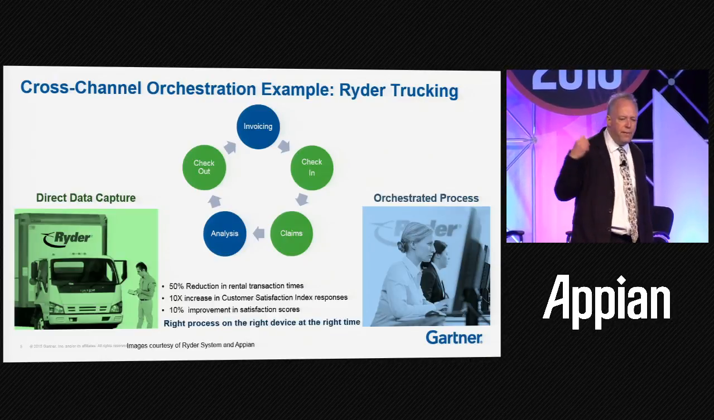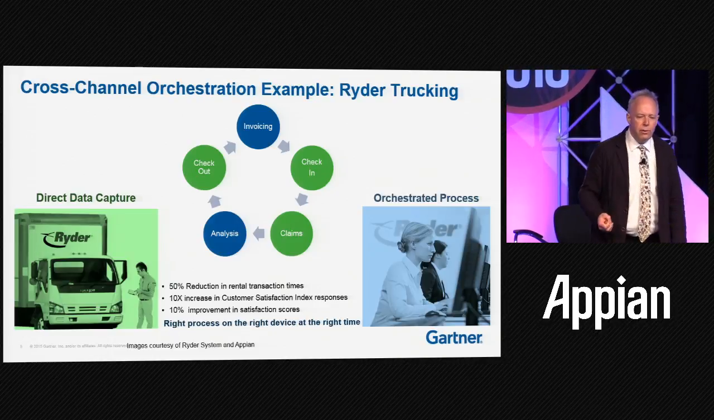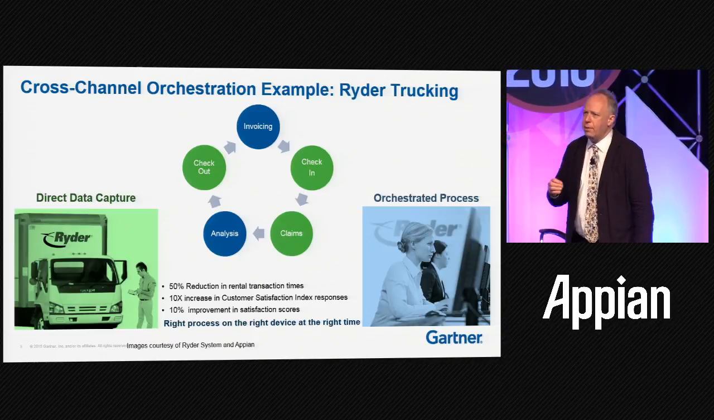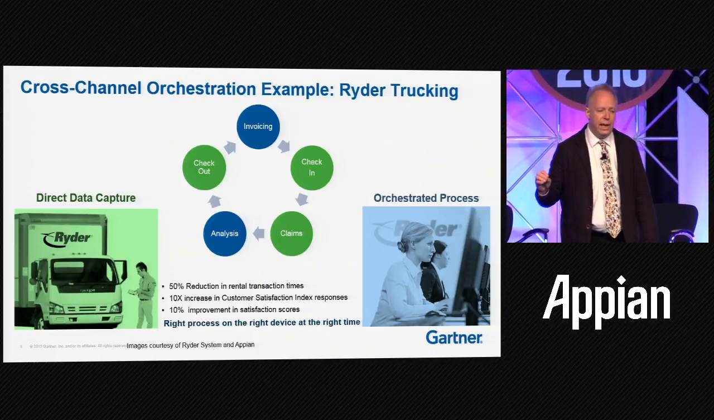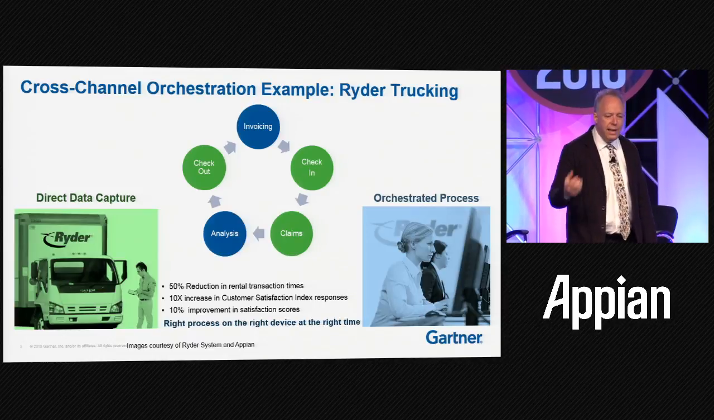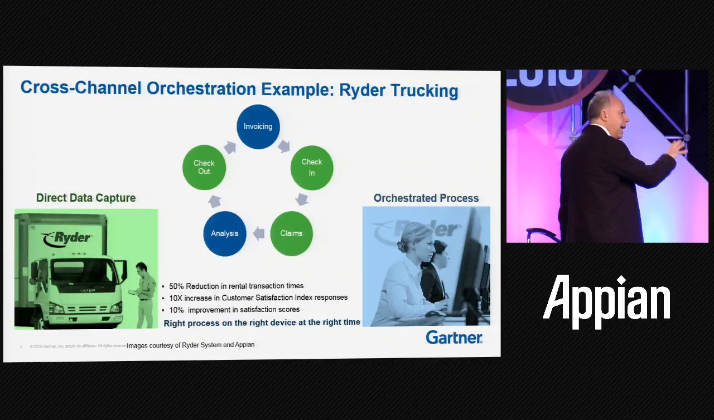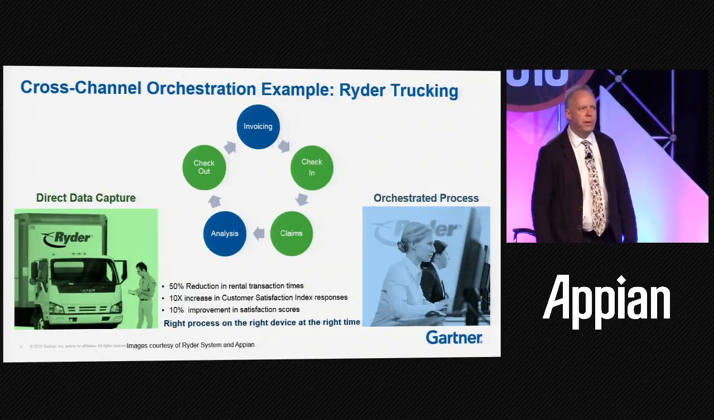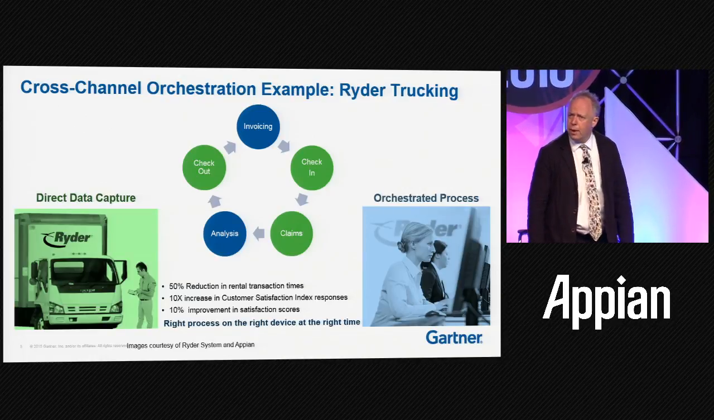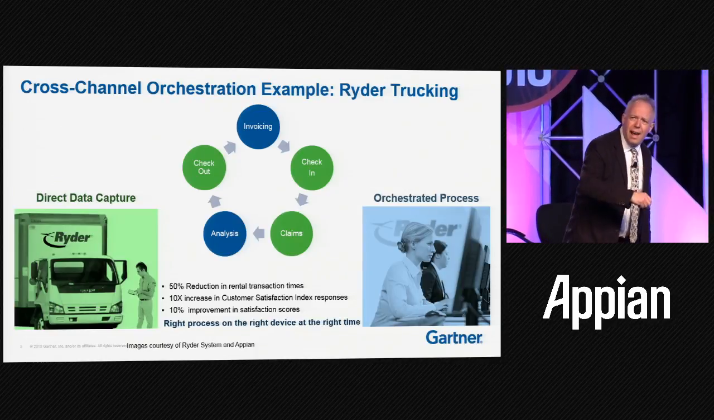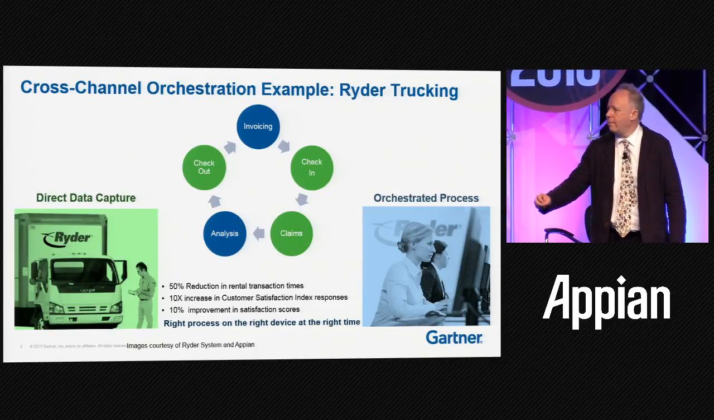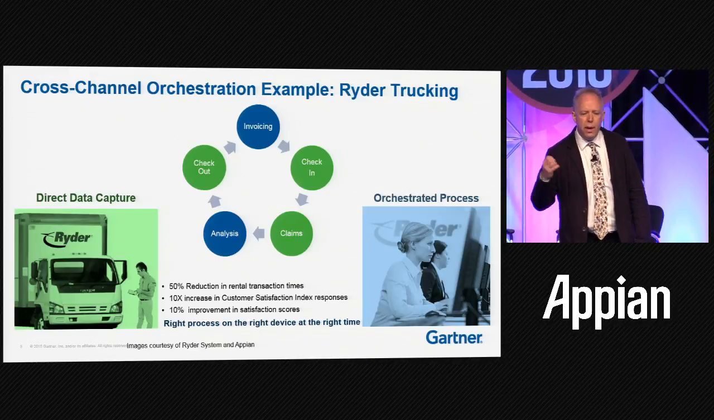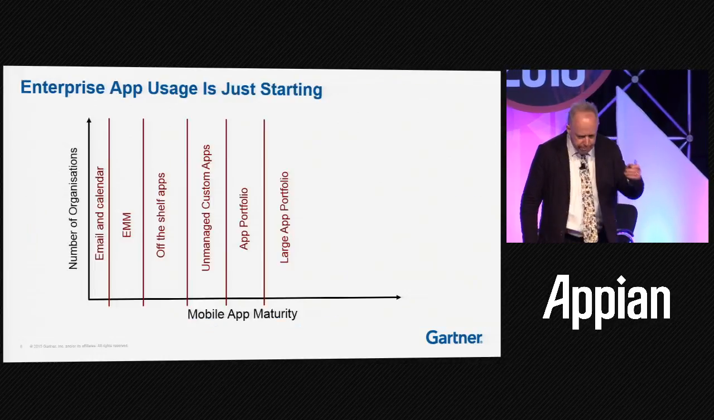So in this example, they had a 50% reduction on rental transaction times. Now that's important for Ryder because they have an SLA around the length of time it takes for you to check out and check in your vehicle. It also had an enormous increase in the number of people filling in their customer satisfaction forms, and it had a 10% improvement on customer satisfaction just by making the staff use mobile apps. We're not talking about getting the customers to use mobile apps here, we're just talking about the staff. Quite an incredible process.